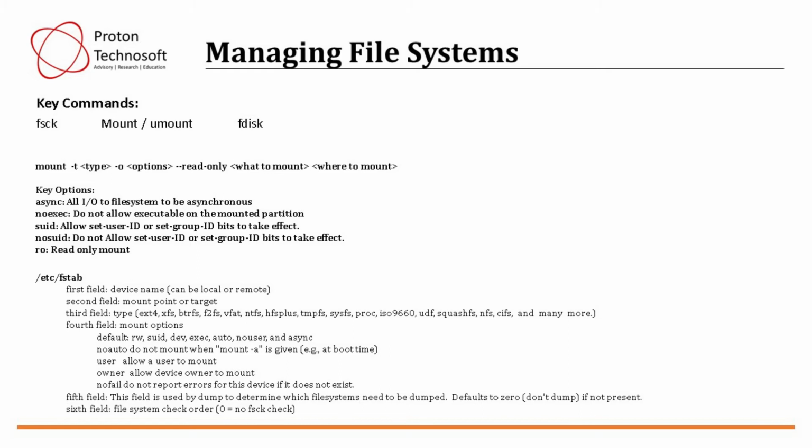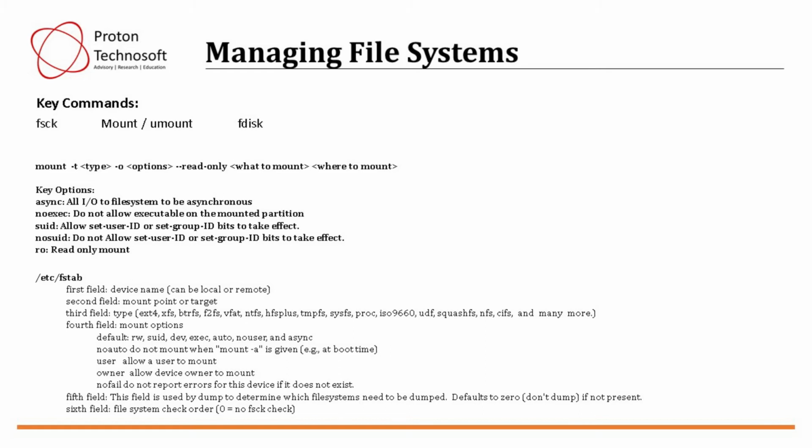Now, from a file system perspective, again, there are three common commands that we need to be aware of. One is fsck, which is to do file system checks. When our system starts, there is a file called /etc/fstab. We can edit this file to make sure every time the system starts, the file system check is carried out. Or manually we can also invoke fsck to carry out the file system checks.